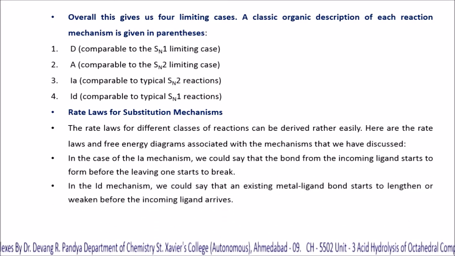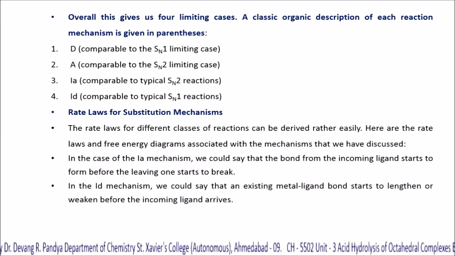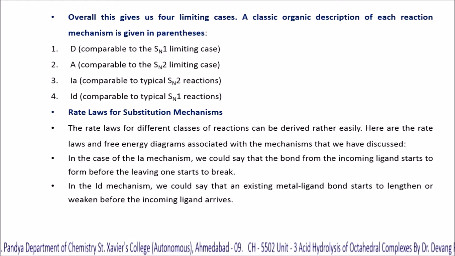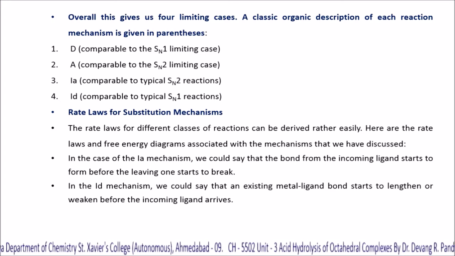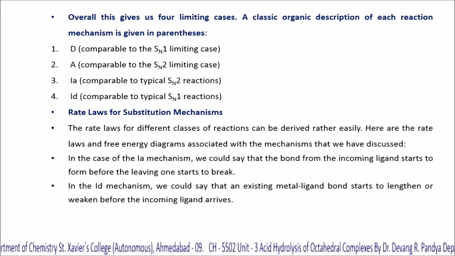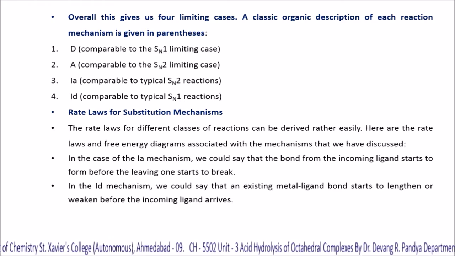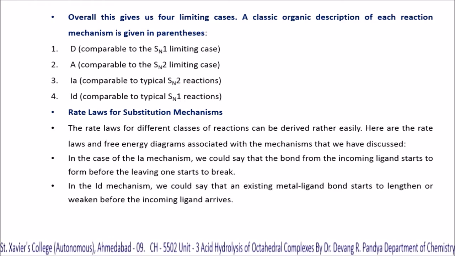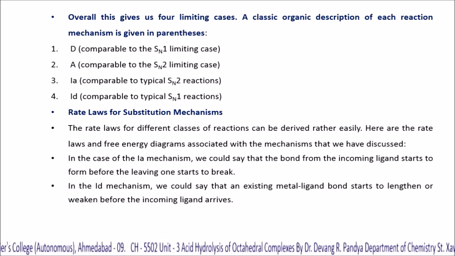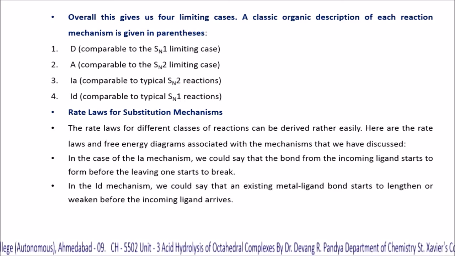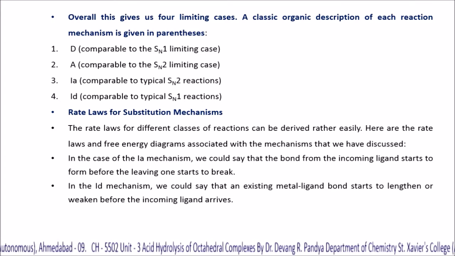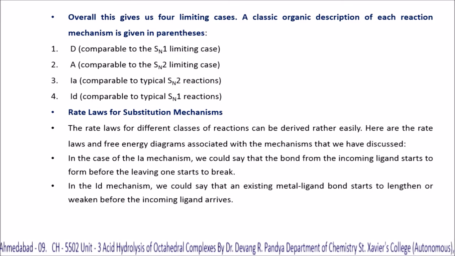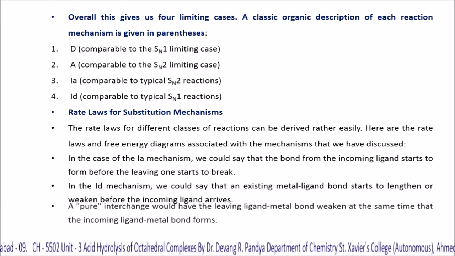On the other hand, if we have the ID mechanism, we could say that the exiting group or leaving group from the metal-ligand bond starts to lengthen and weaken. The bond length of the metal and leaving group increases first before the nucleophile attacks, and that is why it is called the interchange dissociative mechanism. It means the leaving group departs first and then the attacking group is going to attack. So that way we can bifurcate the reaction mechanism in the ligand substitution reaction in octahedral geometry.